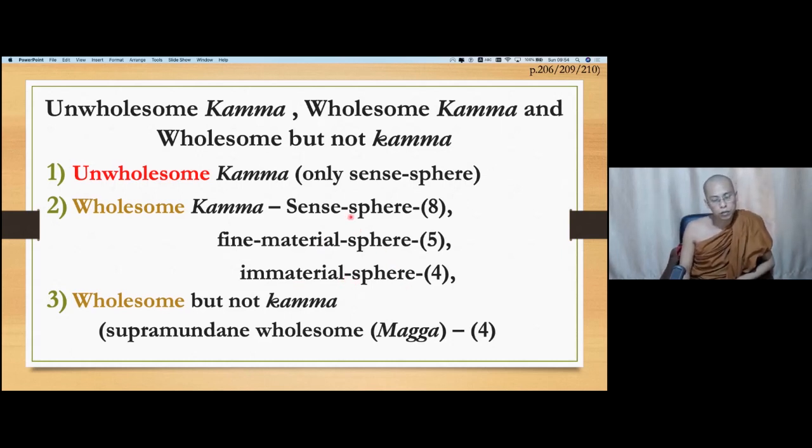So according to the sphere, they will produce the result. The sense sphere karma produces the sense sphere resultants. And the 5 material sphere karma produces the 5 material sphere resultants. So in order to be reborn in the 5 material sphere Brahma world, you have to perform the wholesome karma of the 5 material sphere. And in order to be reborn in the immaterial sphere realms, you have to perform the wholesome karma of the immaterial sphere. So these are productive wholesome karma.